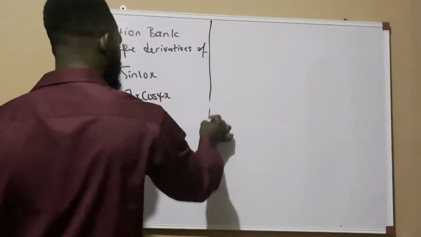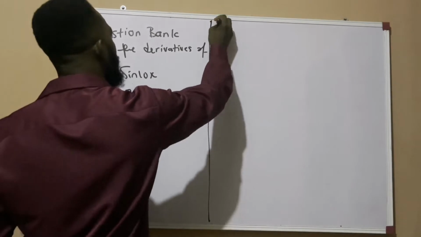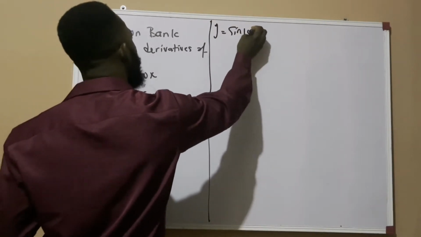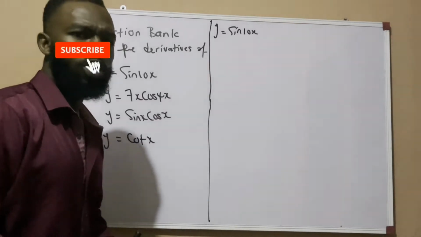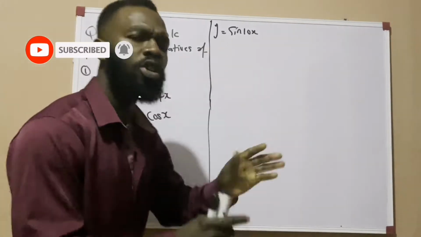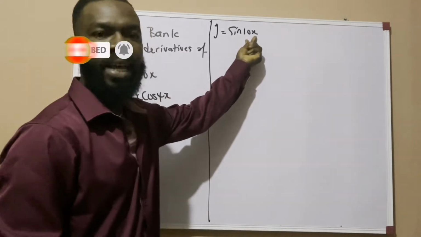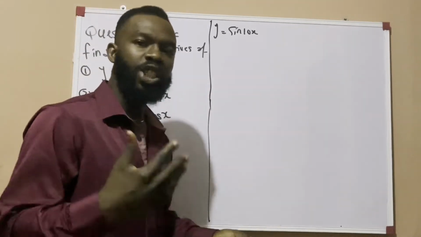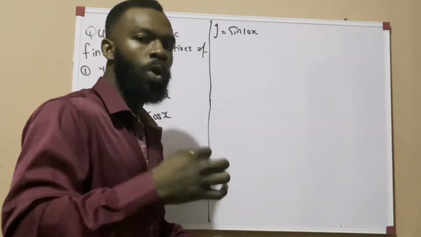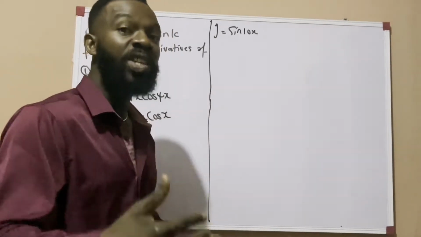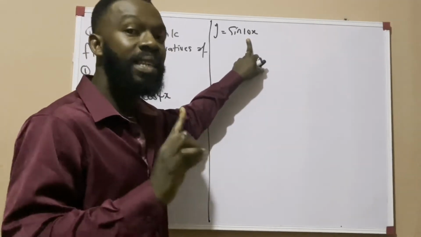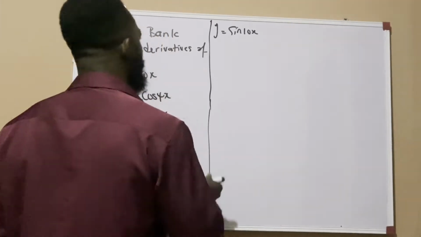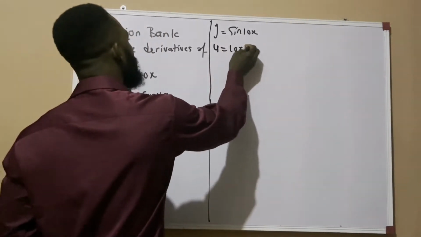Question number 1 says y equal to sine 10x. When you have a question like this, how do you go about it? First of all, you will notice that in this question I have just one function, and the function is 10x. We said in chain rule that if we have just one function, the name of the function is u. So if our function here is 10x, it means our u is equal to 10x.